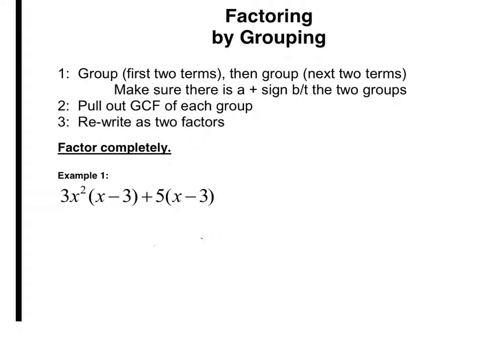The reason we group, and you'll see we're beginning with a weird example, is usually when we have four terms and it's not a true trinomial. So let's begin. Write down example 1.